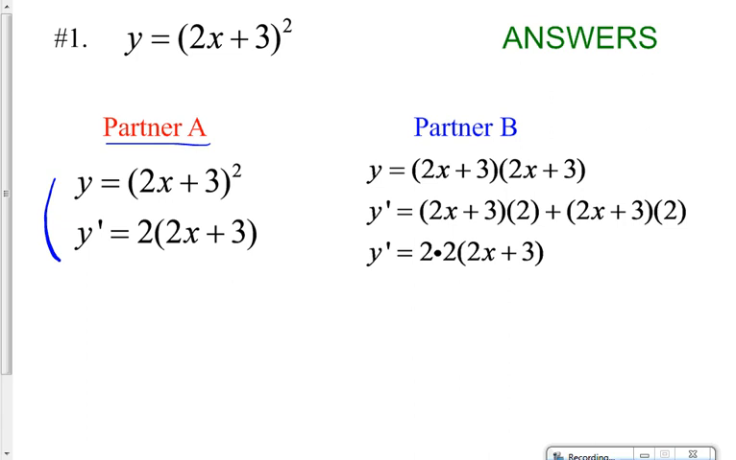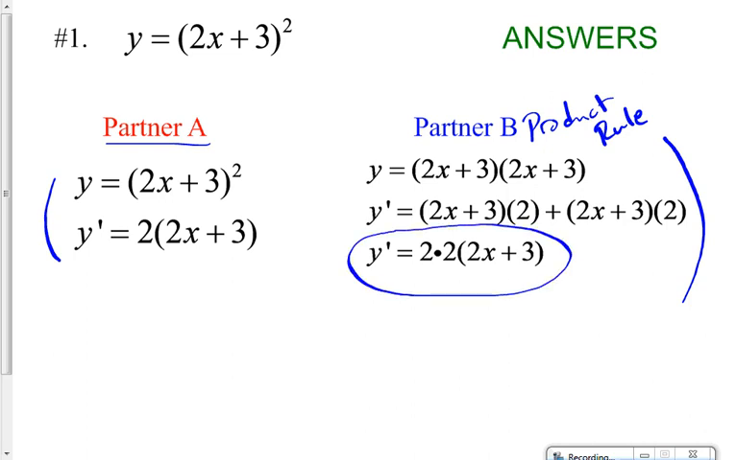Now, partner B used product rule, if they did it correctly, and product rule is a rule we're comfortable with already. It's in our happy little place. We've used product rule. We're happy with it. And they would have gotten something like this. The key here now is to look at the 2 results and draw a conclusion about the differences. What's the same and what's different? So what's the same?